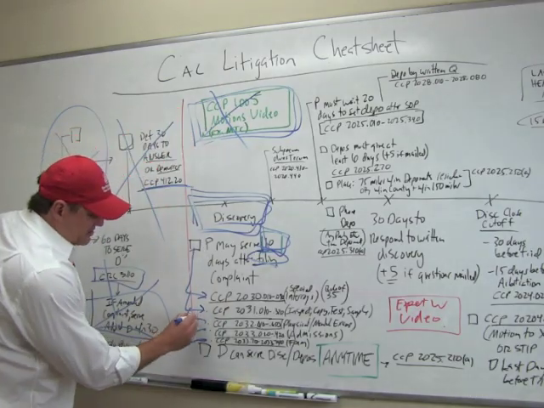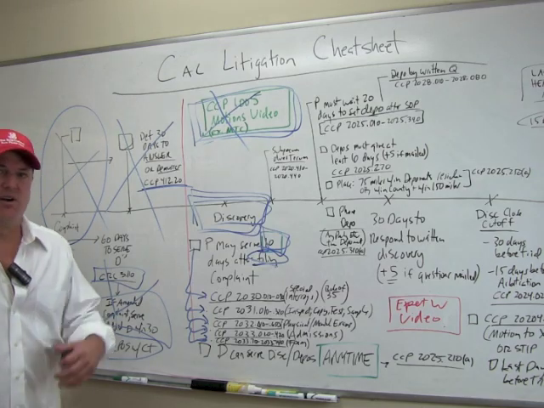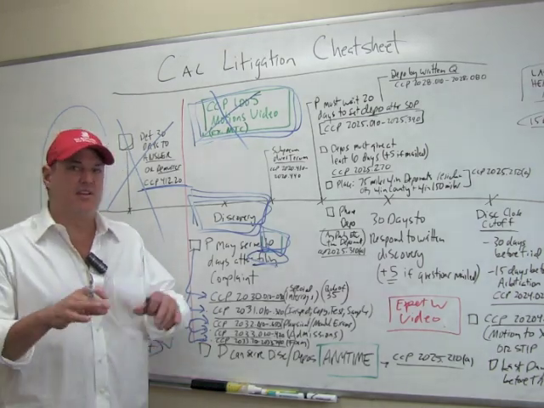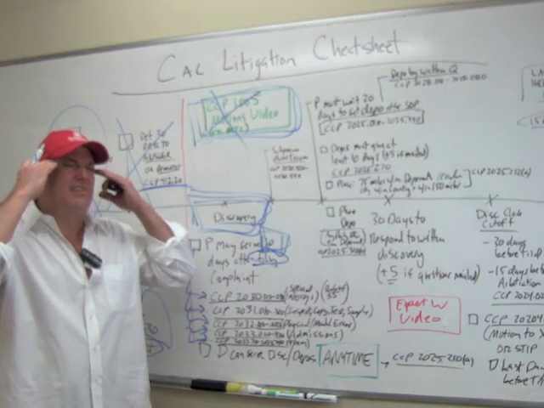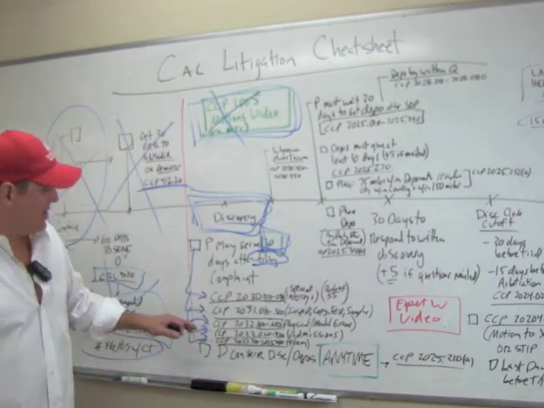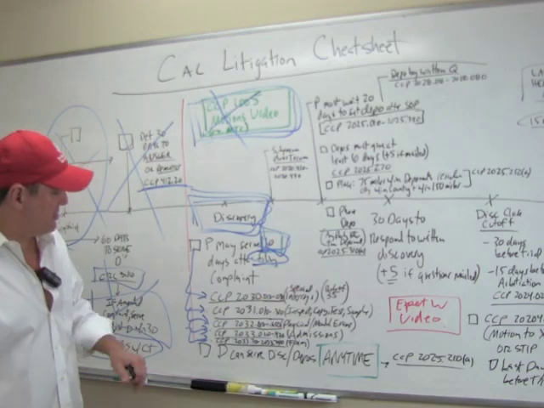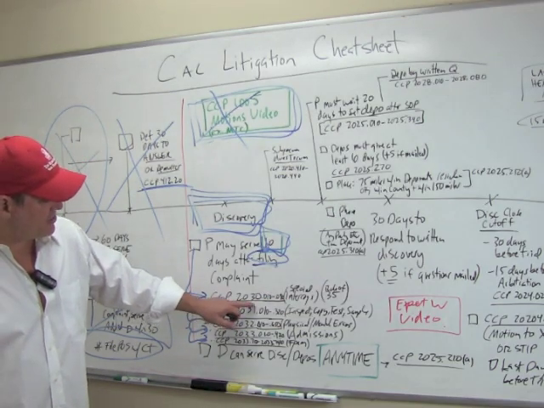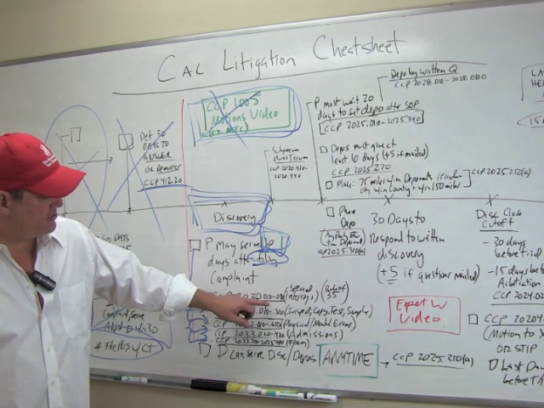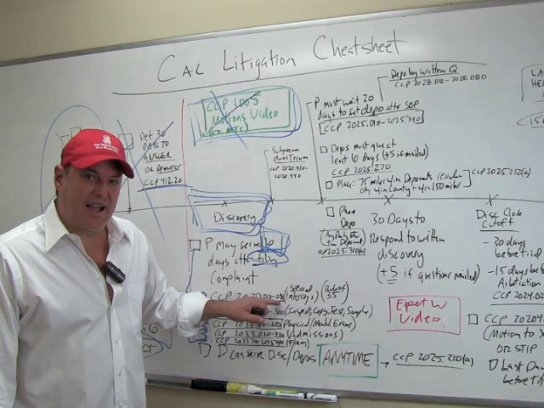The code sections, let's get down to them here. These are the ones that are always hard to remember. You're putting your discovery documents together, and you're like, what code section was that again? I totally forgot. You have your special interrogatories, CCP 2030.010 to 2030.090.